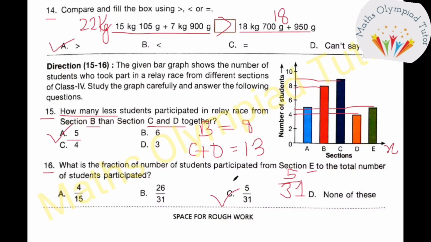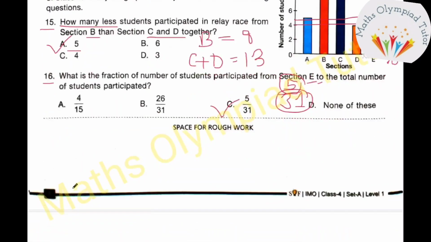So we'll choose this. As we have the data for all the sections, the number of students participating from all the sections, we only have to add the data to get the total number of students. So the fraction that the question is asking is the number of students who are participating from section E, so that is 5 students, and the total is 31 students. So the fraction has to be 5 upon 31. So we'll select option C.